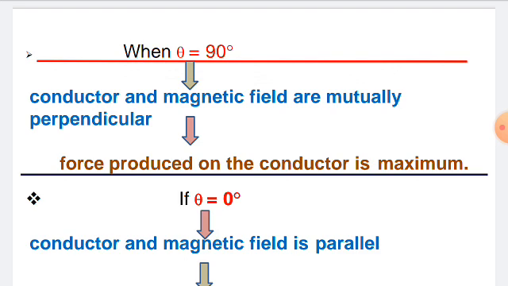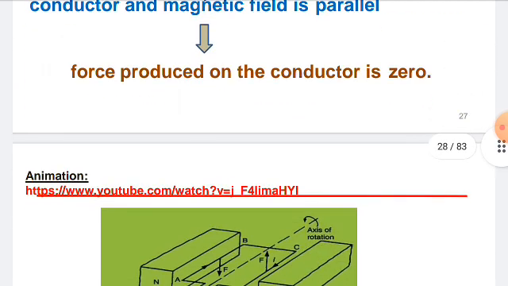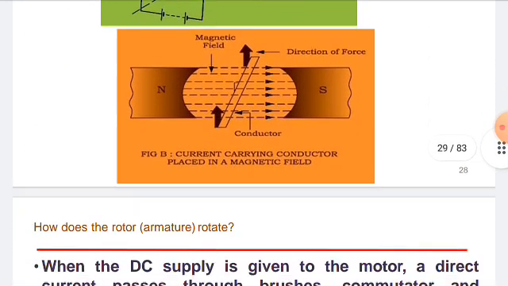When the conductor and magnetic field are mutually perpendicular, the force produced on the conductor is maximum, when theta equals 90 degrees. When the conductor and magnetic field are parallel, the force produced on the conductor is 0, when theta equals 0 degrees. It is the DC motor diagram.